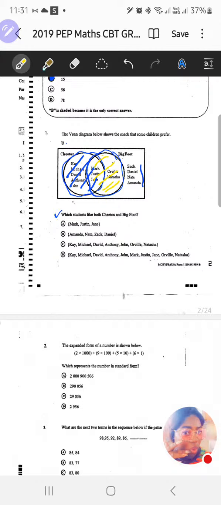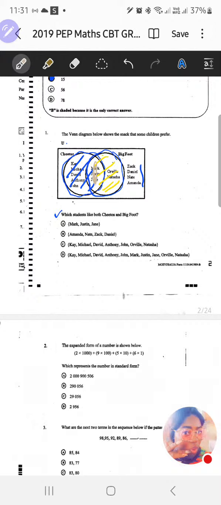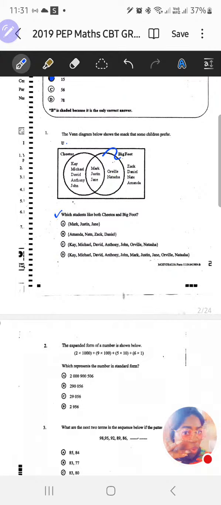And if you look right here in the middle, you would notice that there are some students who like both Cheetos and Bigfoot. All right. So in the middle here, where some students like both Cheetos and Bigfoot, we call this the intersection. And these students are Mark, Justin, and Jane. Which option is that? A says Mark, Justin, Jane. So for number 1, our answer would be A.